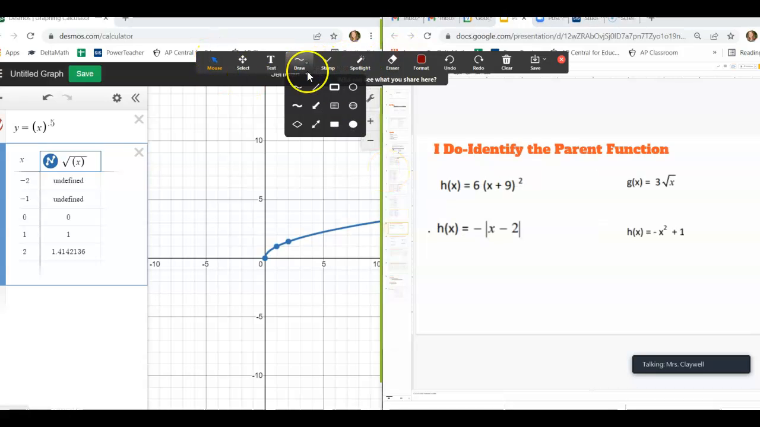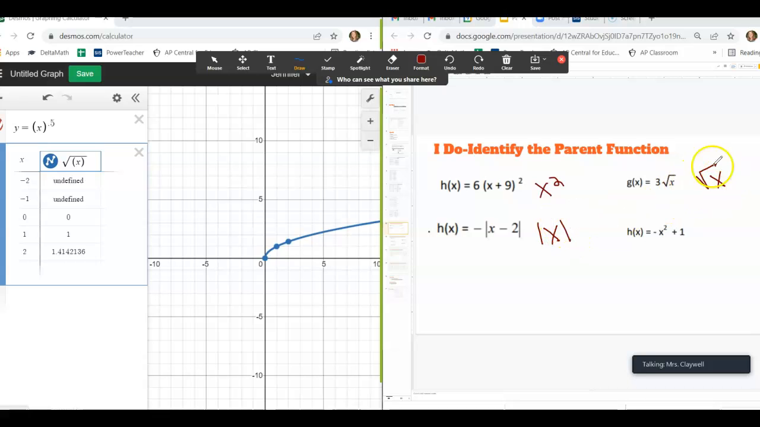So we're going to talk about what the parent function is in each of these. The parent function here is x squared. The parent function here is the absolute value. The parent function here is square root. The parent function here is x squared or quadratic. So we're looking at what is the main function going on. We added like 6s or 2s and things like that, but we're looking at the main function going on.